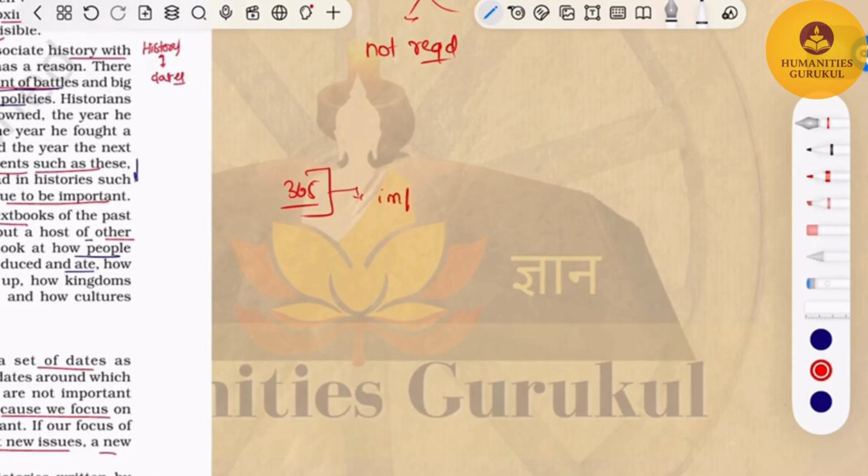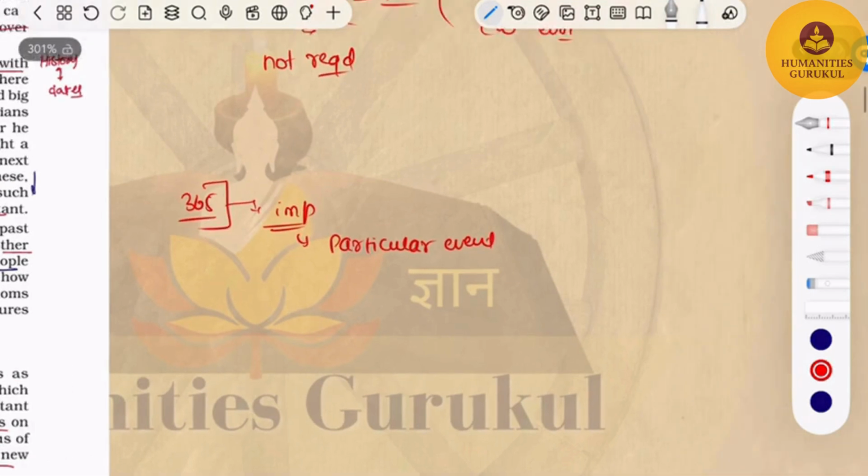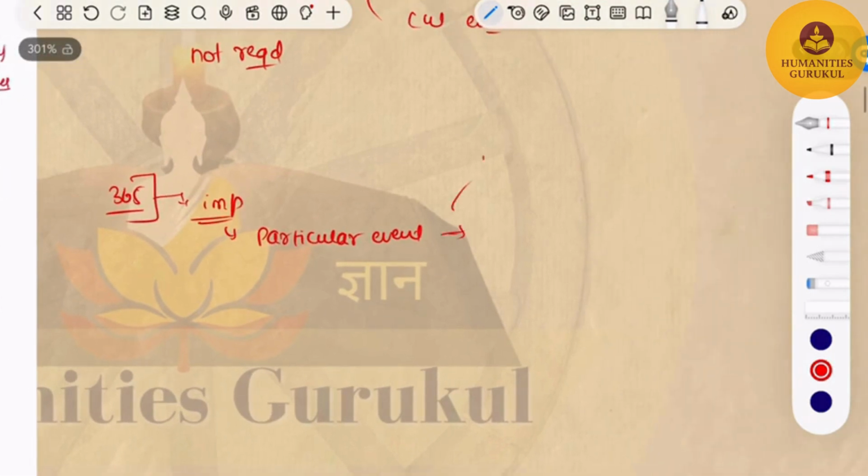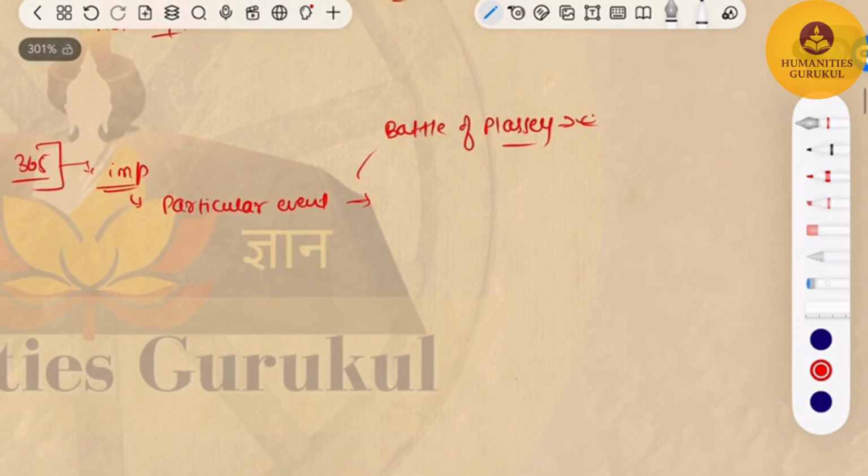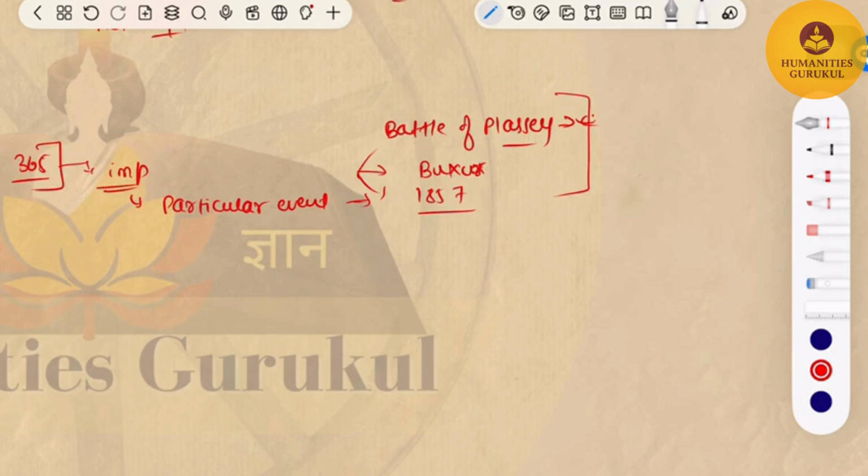So important dates: if we focus on some particular event, like the Battle of Plassey, it is very important. Why? Because it laid the foundation of British rule in India. In a similar way, Buxar or the 1857 revolt. These are important events. That's why we focus on their dates, right?